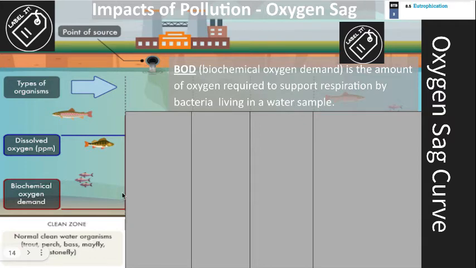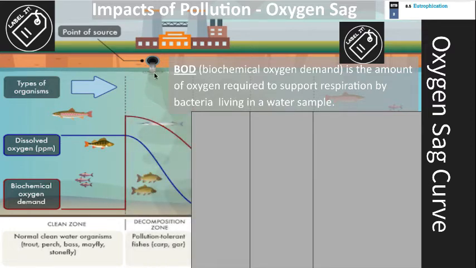You're going to want to mark this on your sheet, highlight it, or make different colors so you can see kind of how the oxygen sag curve looks, because we're going to graph this. So we have normal clean water. Here's our point source pollutant right here. So this factory dumping chemicals into the water. All right. So we have normal clean water. Now, at the site of pollution, we see dissolved oxygen start to decrease. Why is this happening? Because this is our decomposition zone.